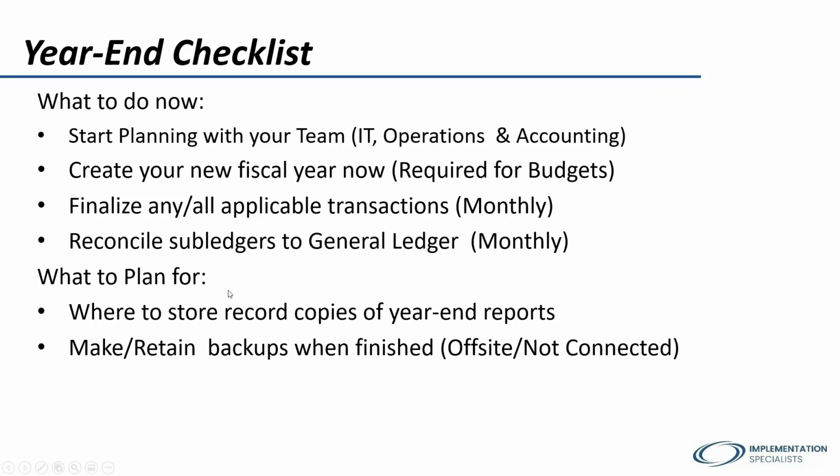You want to finalize any applicable transactions. Normally you should be doing this monthly to make sure that your transactions are falling within the right time period. And you want to reconcile your subledgers to the general ledger. So your accounts payable, your accounts receivable, your inventory, and also your bank accounts. You want to make sure that those all reconcile to your general ledger.